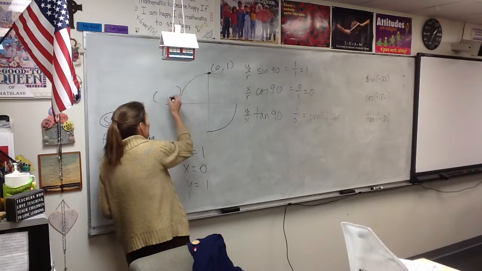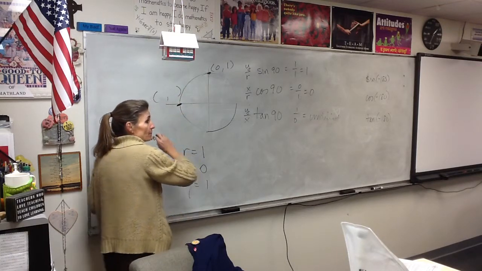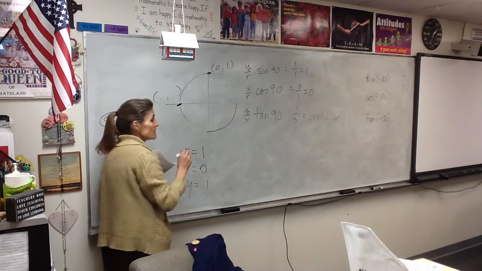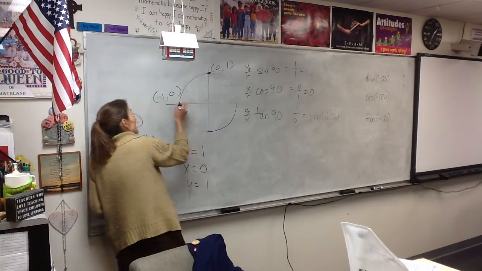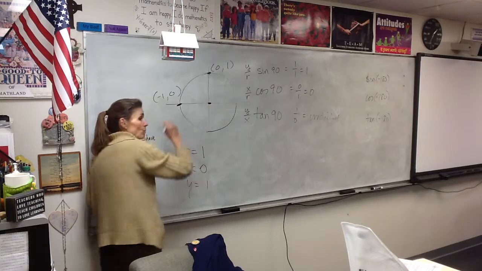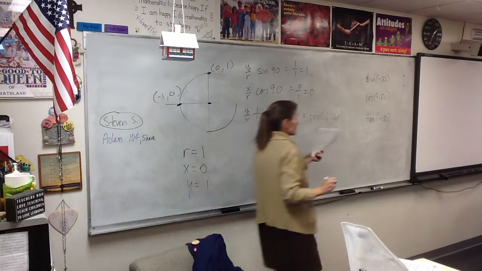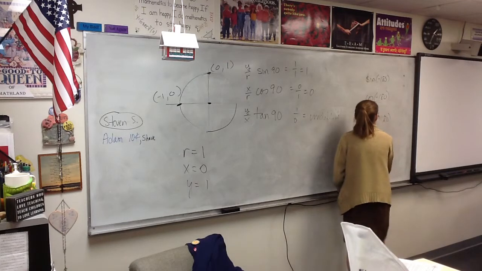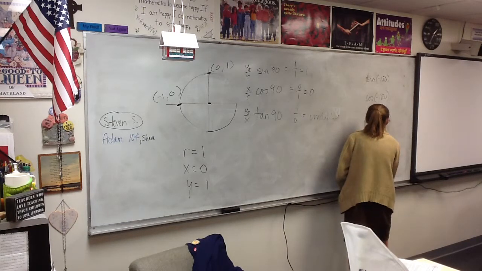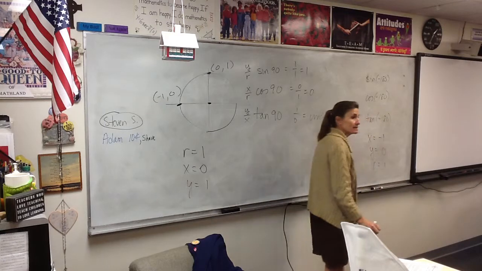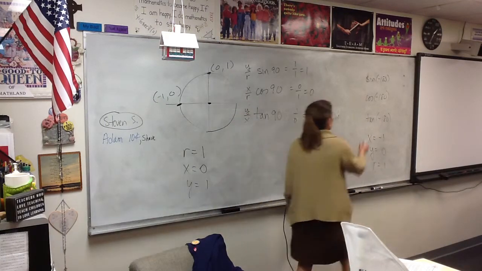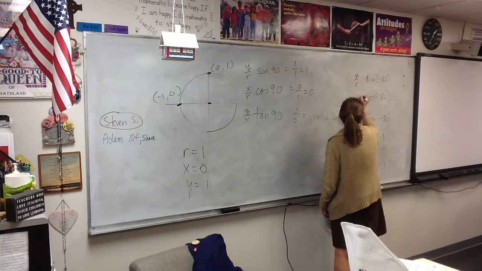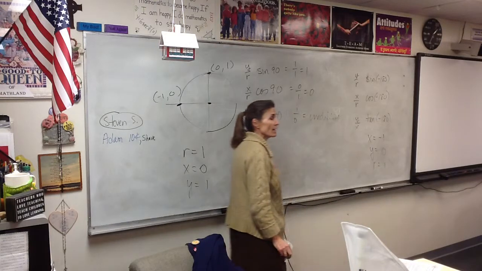What are the coordinates of that point? Negative 1, 0. Here's the origin. Negative 1, 0. So for this set of problems, x is negative 1, y is 0, and the radius is 1. And now we're going to do the same thing. Sine is y over r, cosine is x over r, and tangent is y over x.